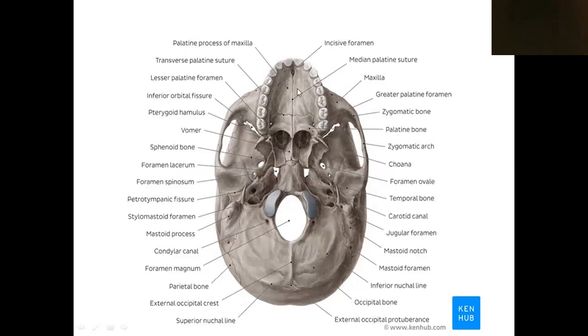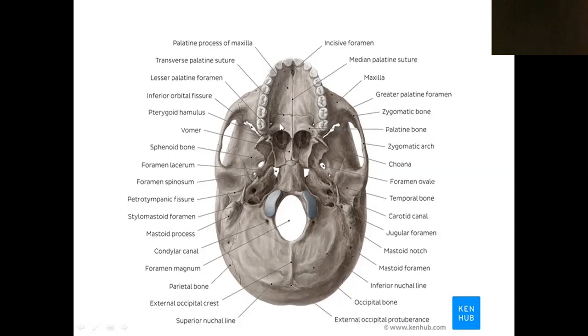Its anterior part, this area, here we can see two bones. One is this, the other one is this. Those two plates arise from the maxilla. These two plates are known as the palatine processes of the maxilla. So the anterior part is made up of the palatine process of the maxilla. Then this posterior part, right and left, is made up of the horizontal plates of the palatine bone.